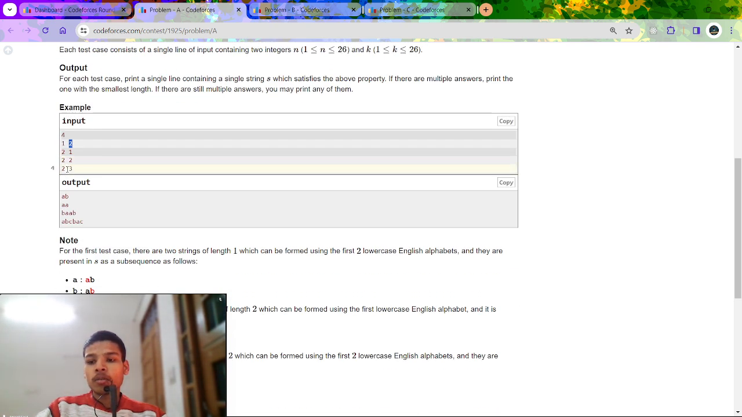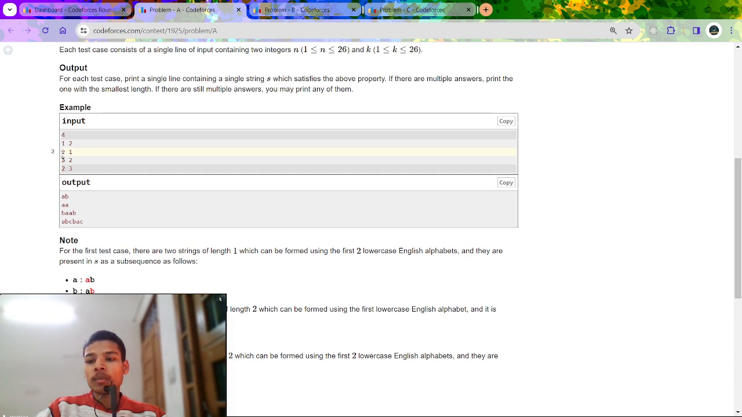For example, the subsequences of a and b can be a single a and a single b. So I can simply write ab, which will form all the subsequences of a and b of length 1. Now if my length is 2 and my number of characters is 1, which means I have only the character a, then how many subsequences can it form? It can simply form aa. So the answer is aa.